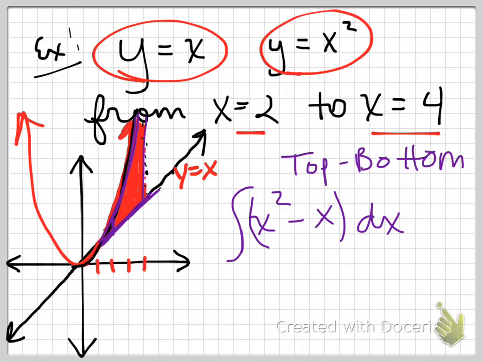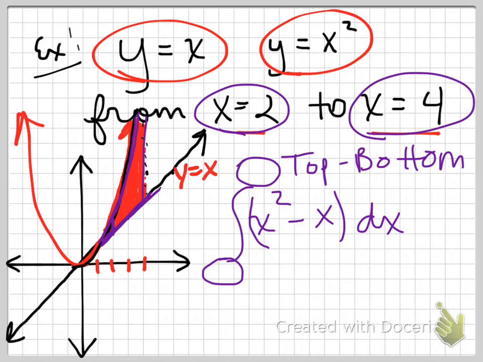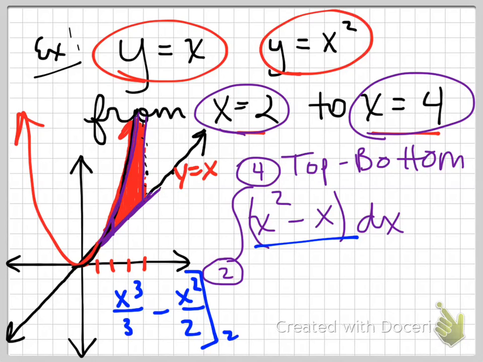So we're doing top curve minus bottom curve, and we just need to know from where to where. So we look at our left boundary and our right boundary. So we have 2 and we have 4. Other than that, we're just going to integrate this, plug in the 2 and the 4, subtract, and get our answer. So let's switch over. First of all, we're going to integrate x squared minus x. That's going to be x to the third over 3 minus x squared over 2, and we're integrating from 2 to 4.